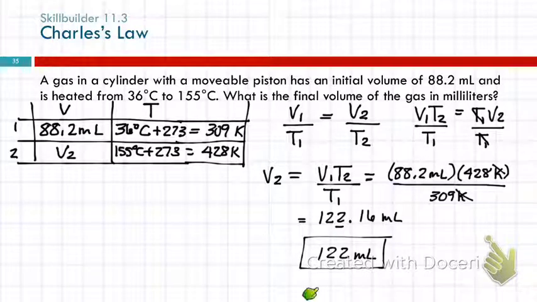So look at this. Was my final volume larger than the initial volume? Yes. That's a good sign. Does it prove I did everything right? No. But if it's smaller, then you know you did something wrong. You've got two numbers switched, and you made it smaller instead of larger.